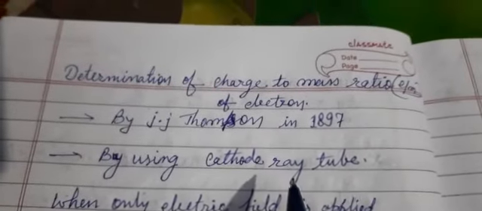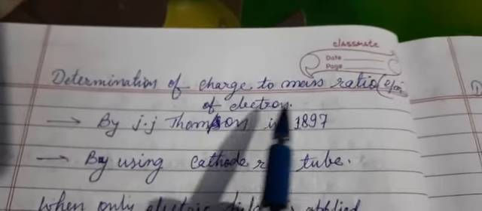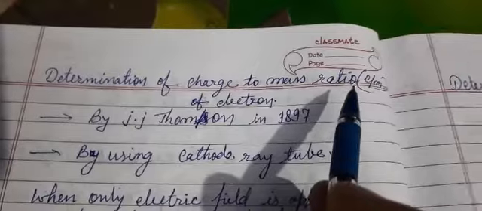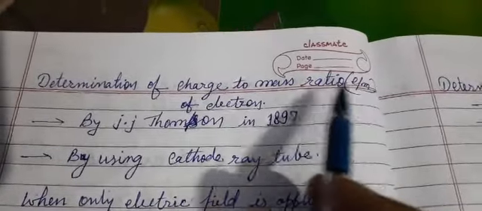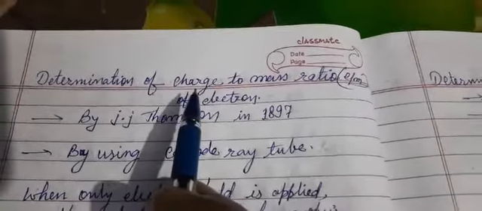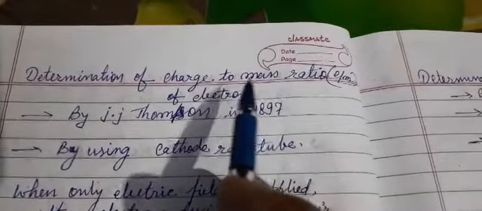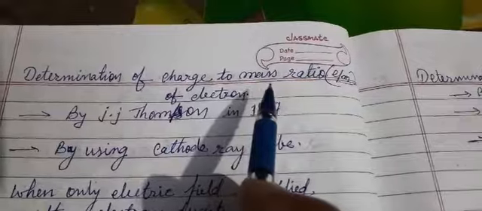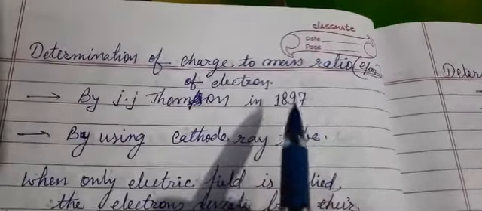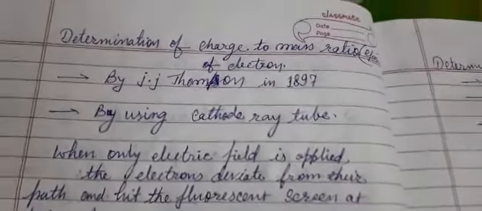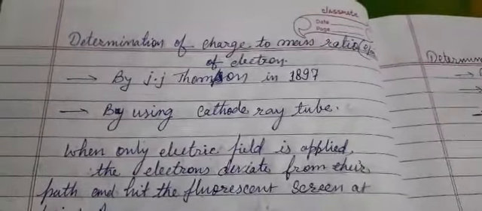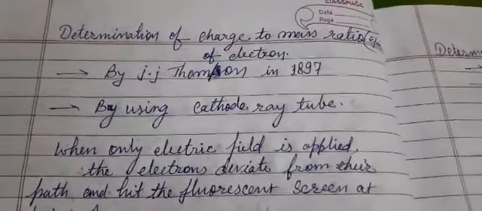Today I will take up the topic of determination of the charge to mass ratio, e by m: the ratio of the charge of the electron to the mass of the electron, that we are going to determine. Just an introduction is given in your syllabus, so we'll learn about it.